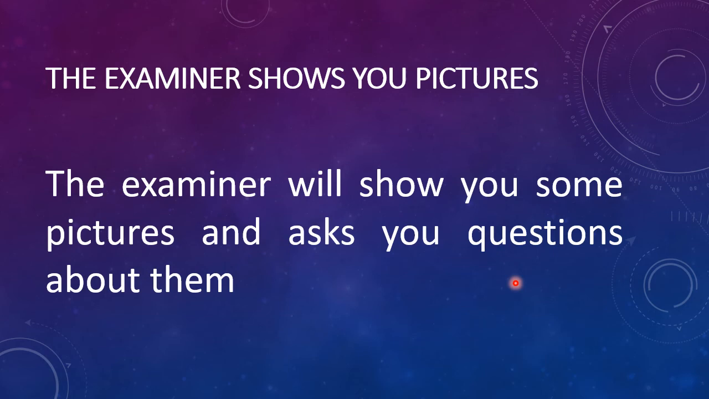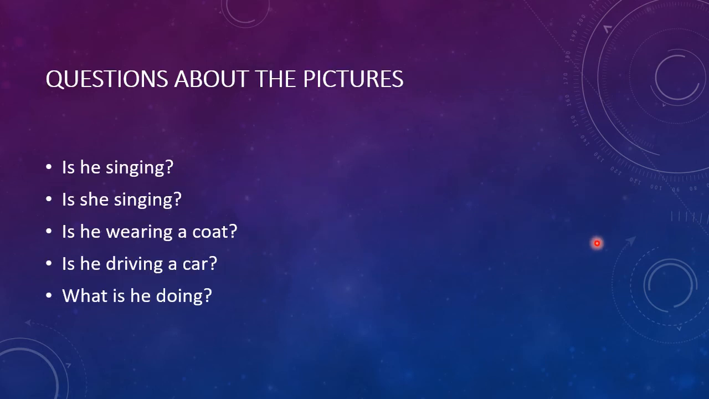Now, these questions would be on a piece of paper, 5 or 6 pictures, depends. Okay, now he will point towards a picture, or he will put the pictures in front of you, and he would point towards the picture and say, okay, is he singing? So there would be some pictures, and some people would be doing things in those pictures, and he will point to one picture and he says, is he singing?